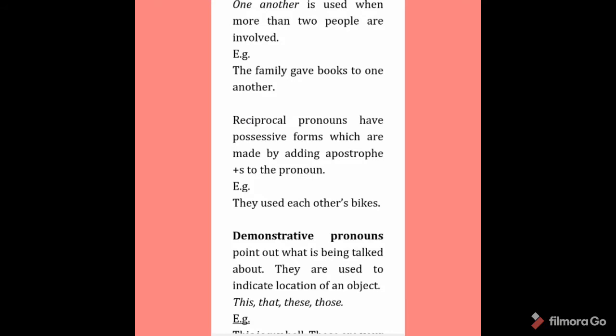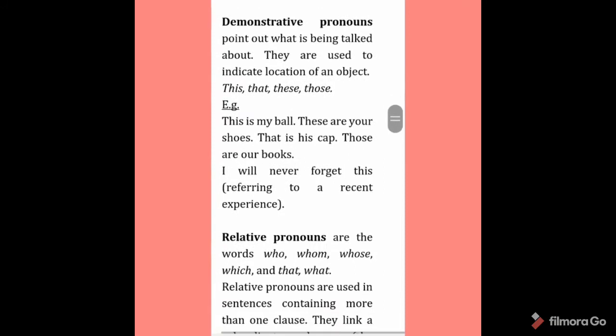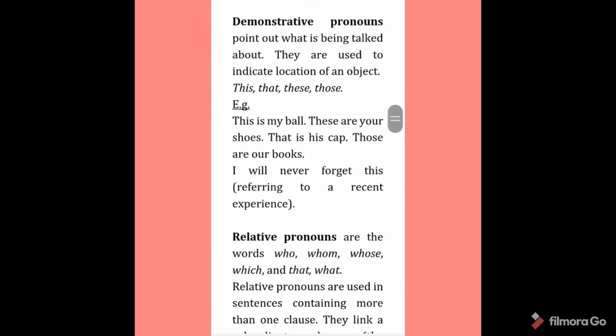Now we come to demonstrative pronouns. Demonstrative pronouns point out what is being talked about. They are used to indicate location of an object. This, that, these, those are used as demonstrative pronouns. For example, this is my ball. Here, the ball is located or placed somewhere where someone is pointing. This is my ball. Here, this is the demonstrative pronoun.